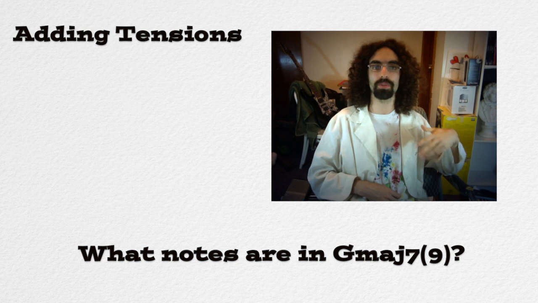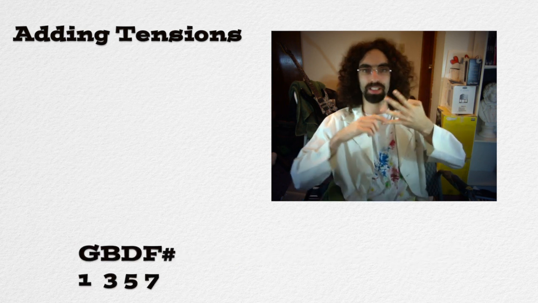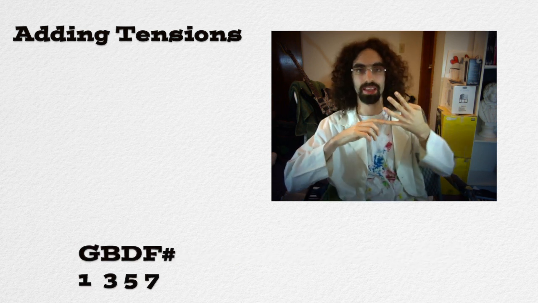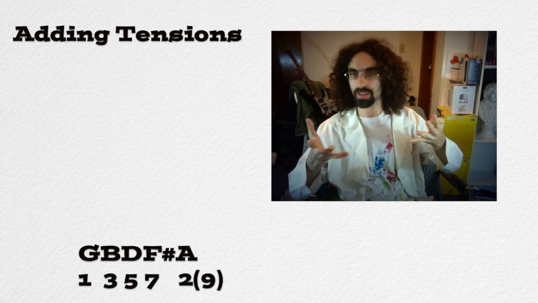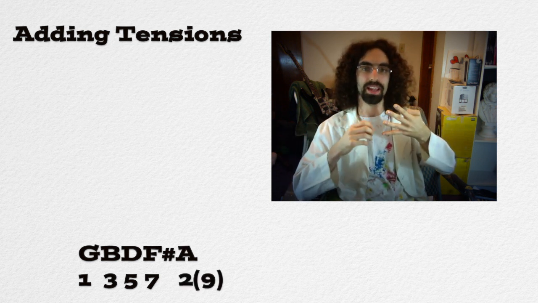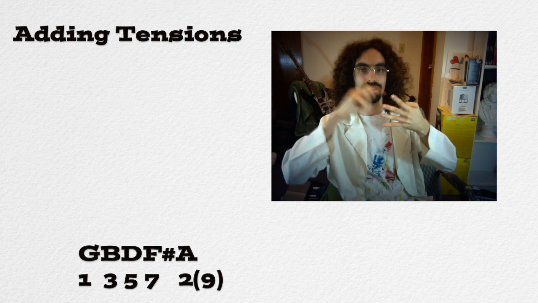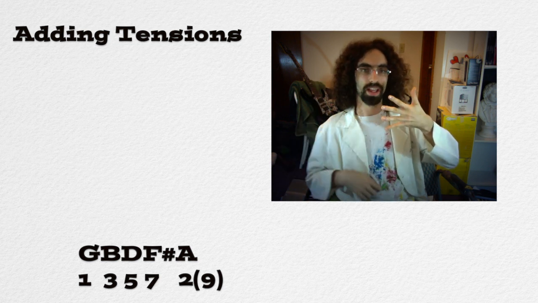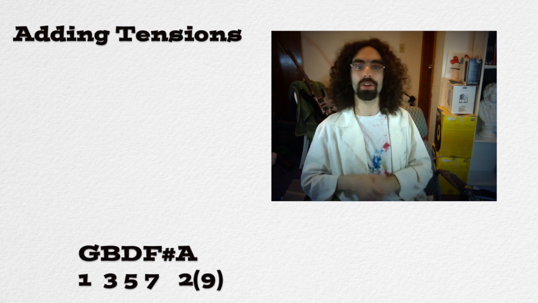So you should have formed G, B, D, F sharp as your basic G major 7 chord. And then you add the 2, which is also known as the 9, and that's A. And you would have gotten G, B, D, F sharp, A. And that's a G major 7/9 chord.